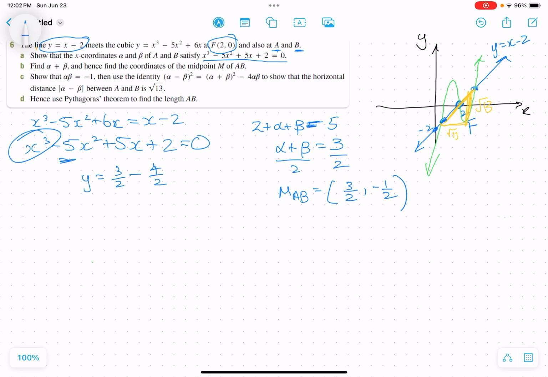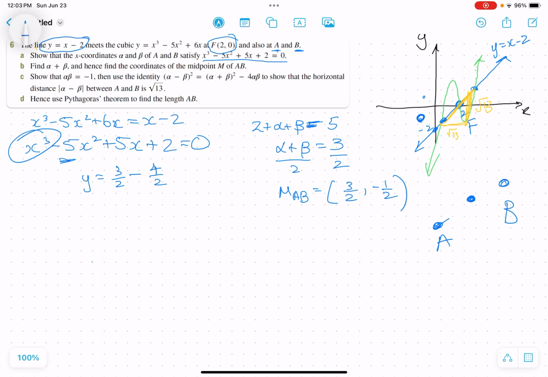So I've drawn a picture, but of course it's not to scale because it should be over here. 3 on 2, negative a half should be over here, that it's meeting, is the midpoint of AB, so don't look at my picture. All right, so if I've got two roots, let's say A and B, then the midpoint of them is at x equals 3 on 2, y equals negative a half.